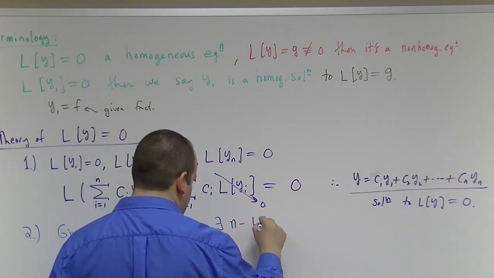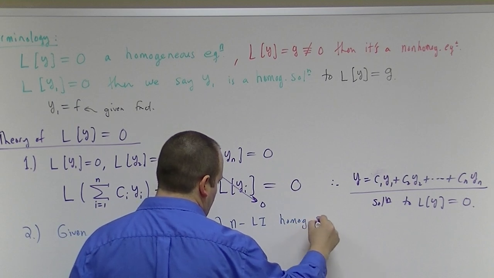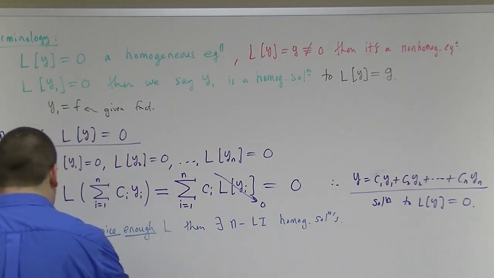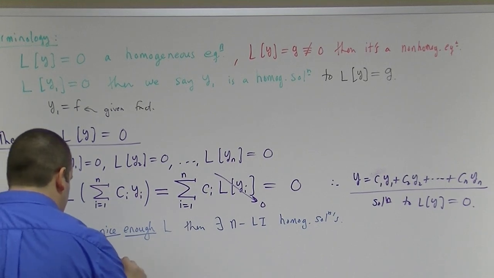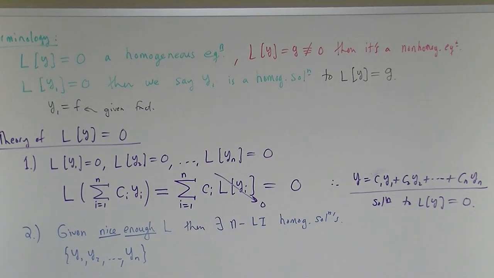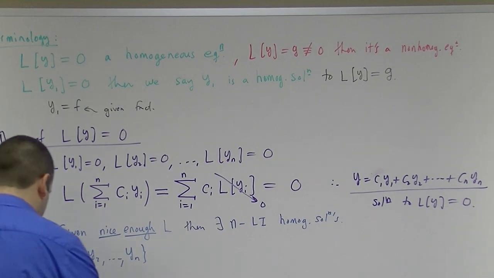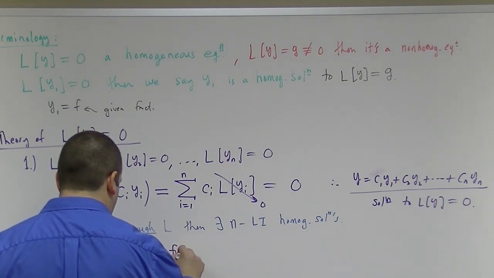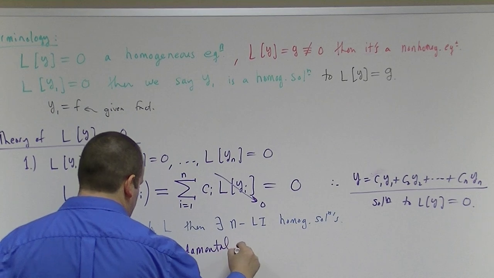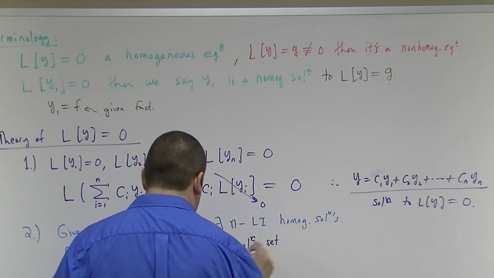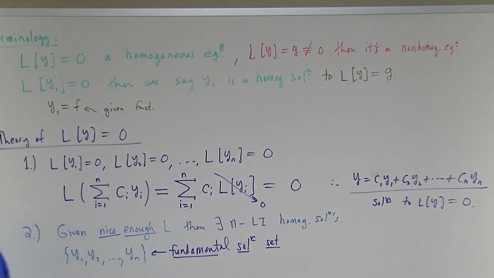there exist n linearly independent homogeneous solutions. So these homogeneous solutions we call y1, y2, ..., yn, such a set of solutions to L of y equals 0, an nth order homogeneous differential equation. Such a set of linearly independent solutions is called a fundamental solution set. So again, a fundamental solution set is a set of solutions to the homogeneous problem, which is also a set of linearly independent solutions. And also, the assumption is we have enough of them. We have n of them.